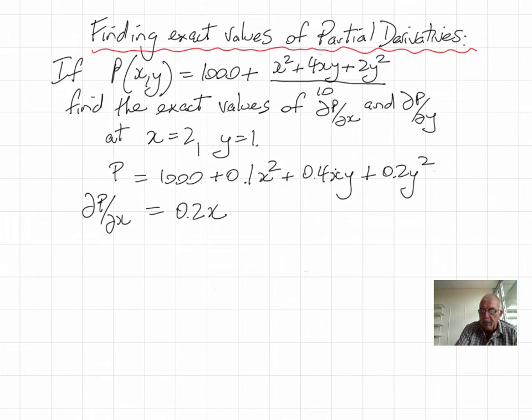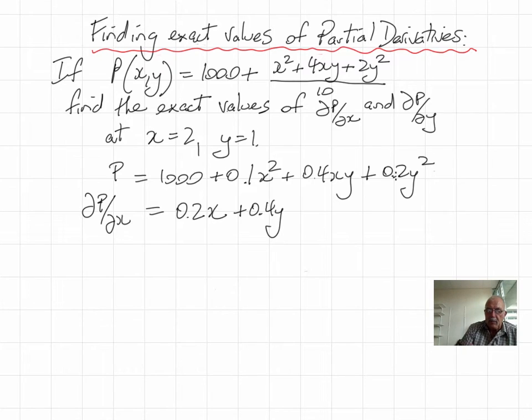In this case, when we find the derivative with respect to x, y is constant, so it'll be plus 0.4y like my coefficient, and the derivative of x, to the power of 1, is just equal to 1. So for that term, y is constant, so we don't touch it, it'll be 0.4y, and then we find the derivative of x with respect to x, which is 1. And the last term, if y is constant, then all of that will just be a constant, and the derivative of a constant is 0.